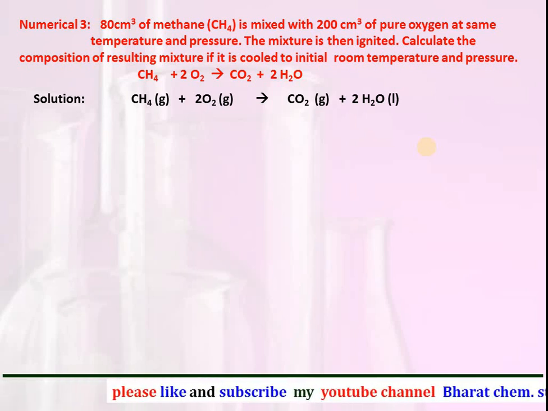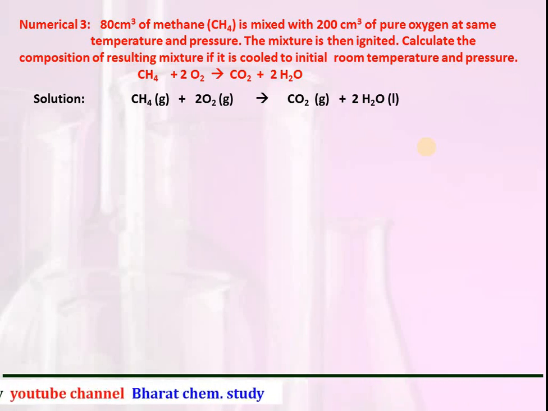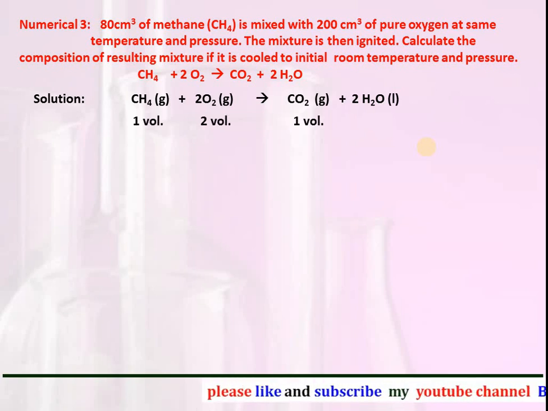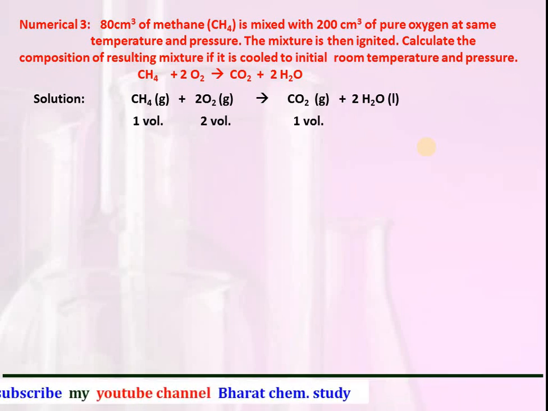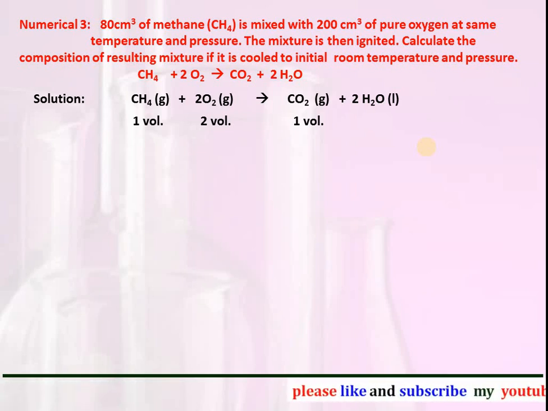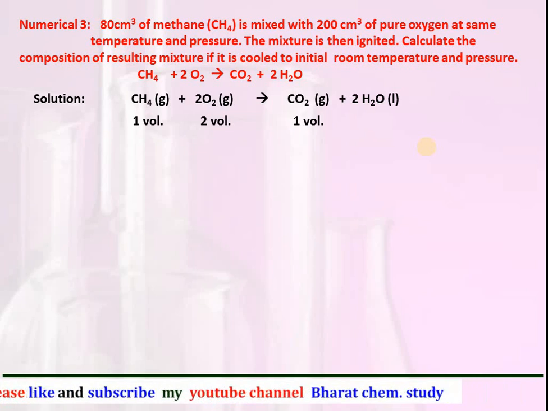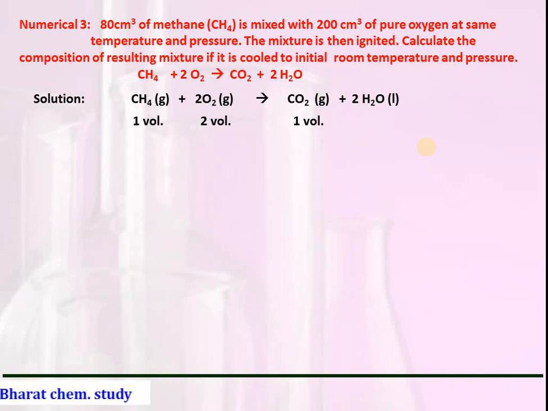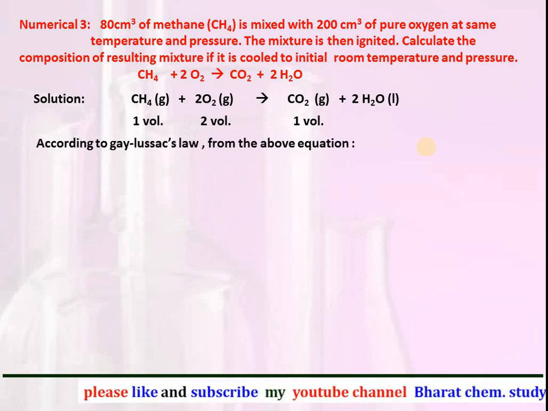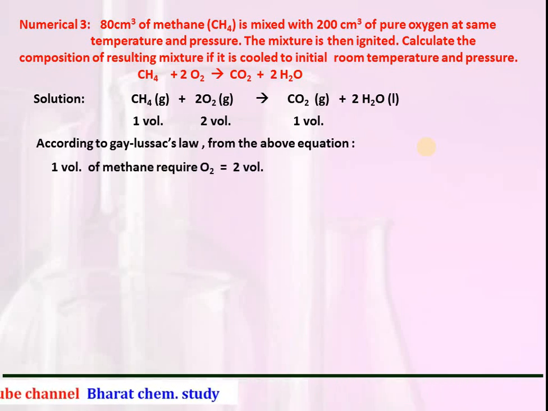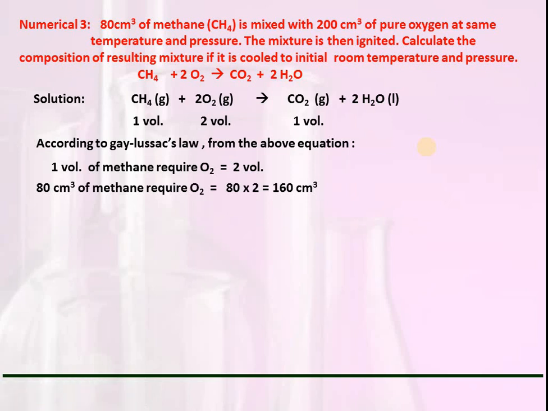So according to this equation, first of all we have to check whether the equation is balanced or not. Here the equation is balanced, and according to Gay-Lussac law, 1 volume of methane reacts with 2 volumes of oxygen to give 1 volume of carbon dioxide. Now the volume of the methane is given as 80 centimeter cube, so we find out how much oxygen 80 centimeter cube of methane requires and how much carbon dioxide it will produce. So according to Gay-Lussac law, 1 volume of methane requires 2 volumes of oxygen, and therefore 80 centimeter cube of methane requires oxygen equal to 80 into 2, equal to 160 centimeter cube.